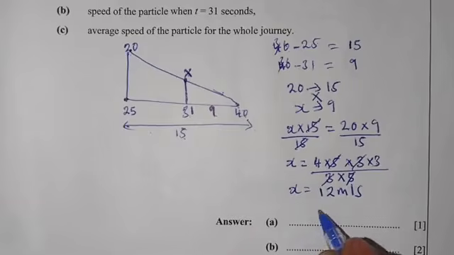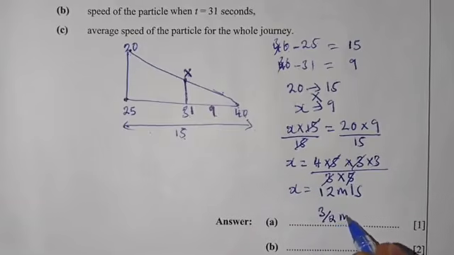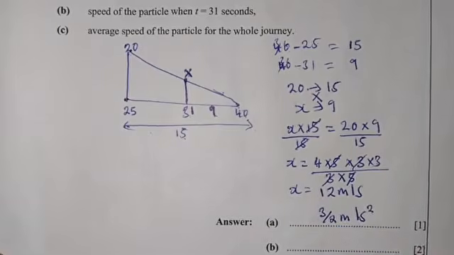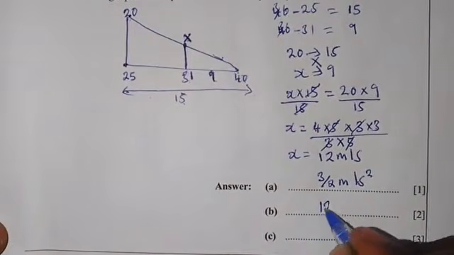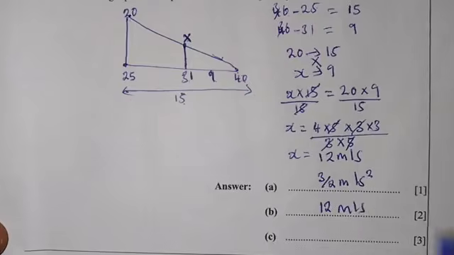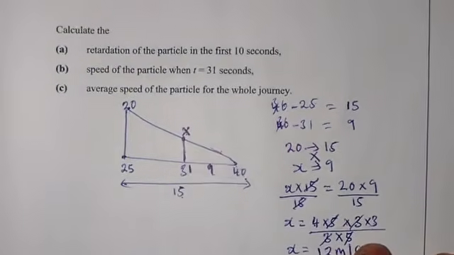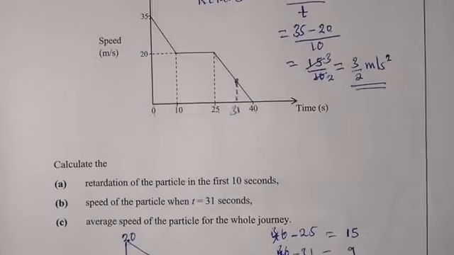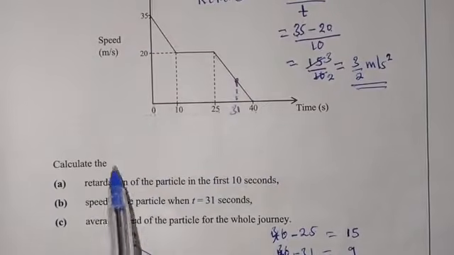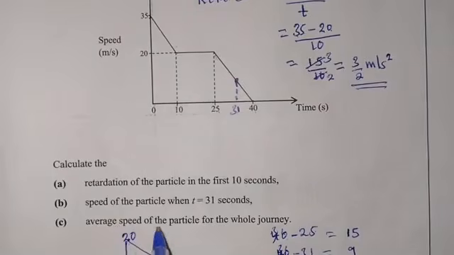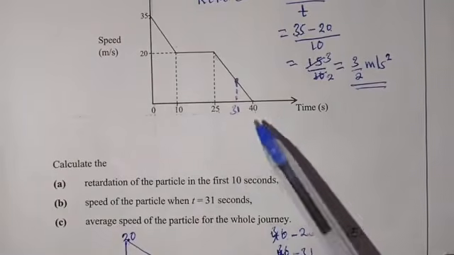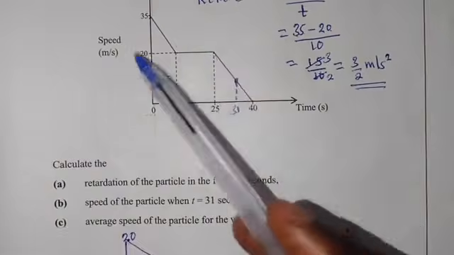So the first answer here, we said we have 3 over 2 meters per second squared. Then for the second one, we have found that it is 12 meters per second. So we are just remaining with the last one, which is saying calculate the average speed of the particle for the whole journey. So we need to find the average speed for this whole journey.